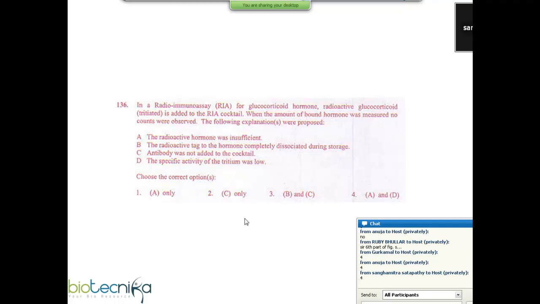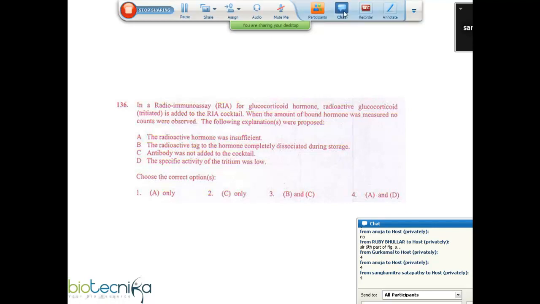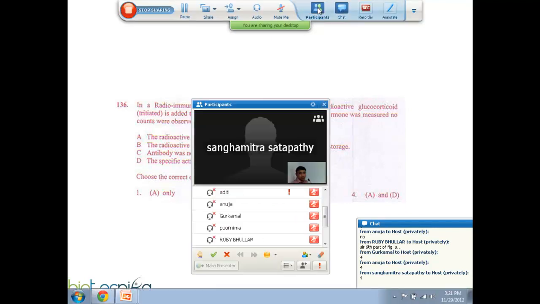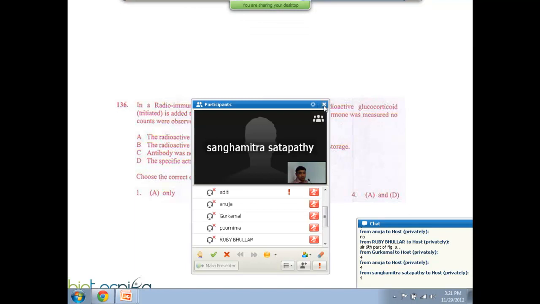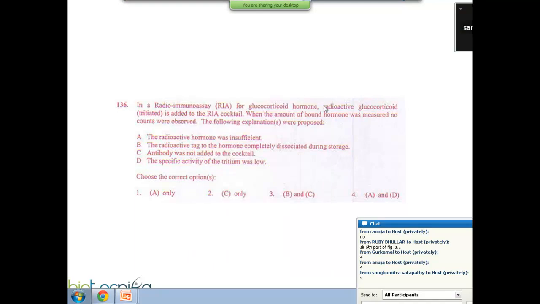Online students? Yeah, the antibody. That is tritium, a radioactive element.